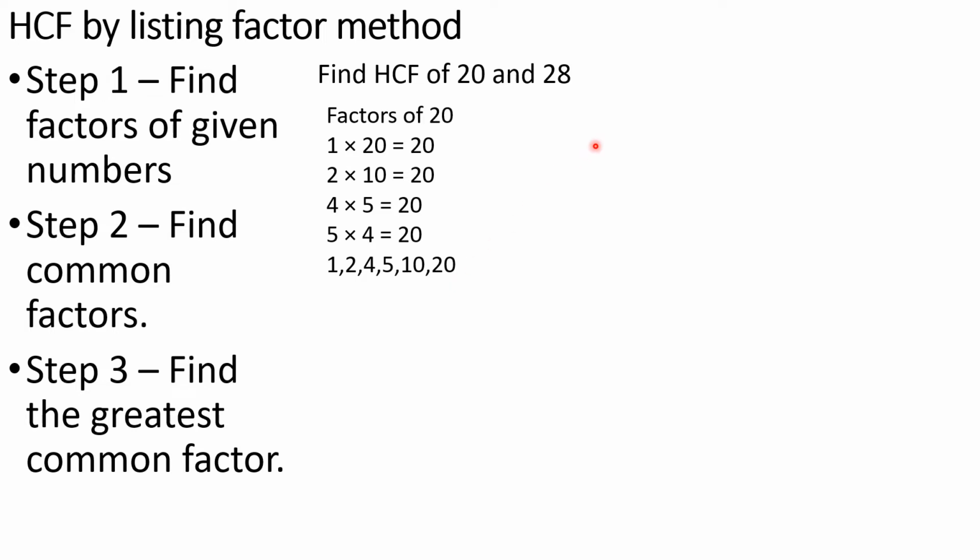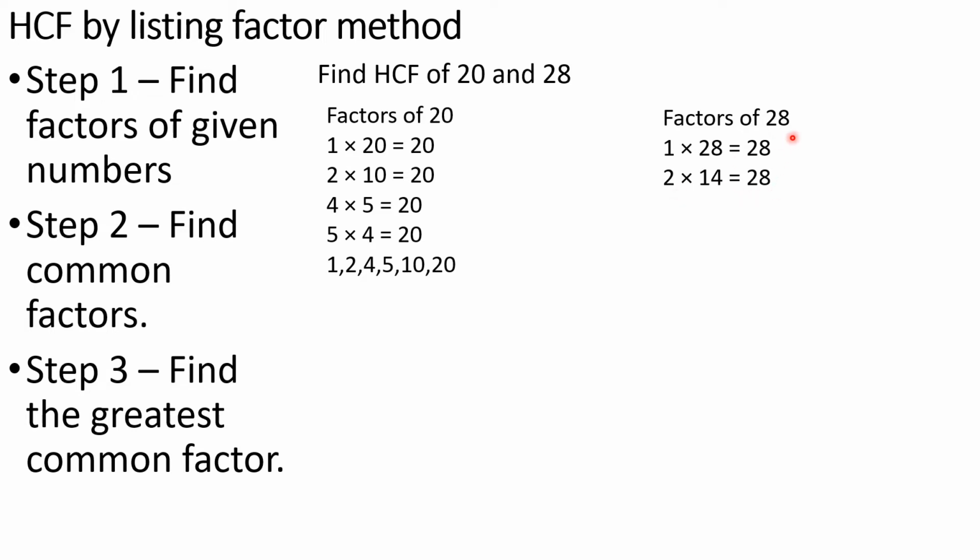Now we will find out factors of 28. At first 1 28 is 28, right? Then 2. Yes, 28 is divisible by 2 because 8 is at the ones place. So 2 14s are 28.